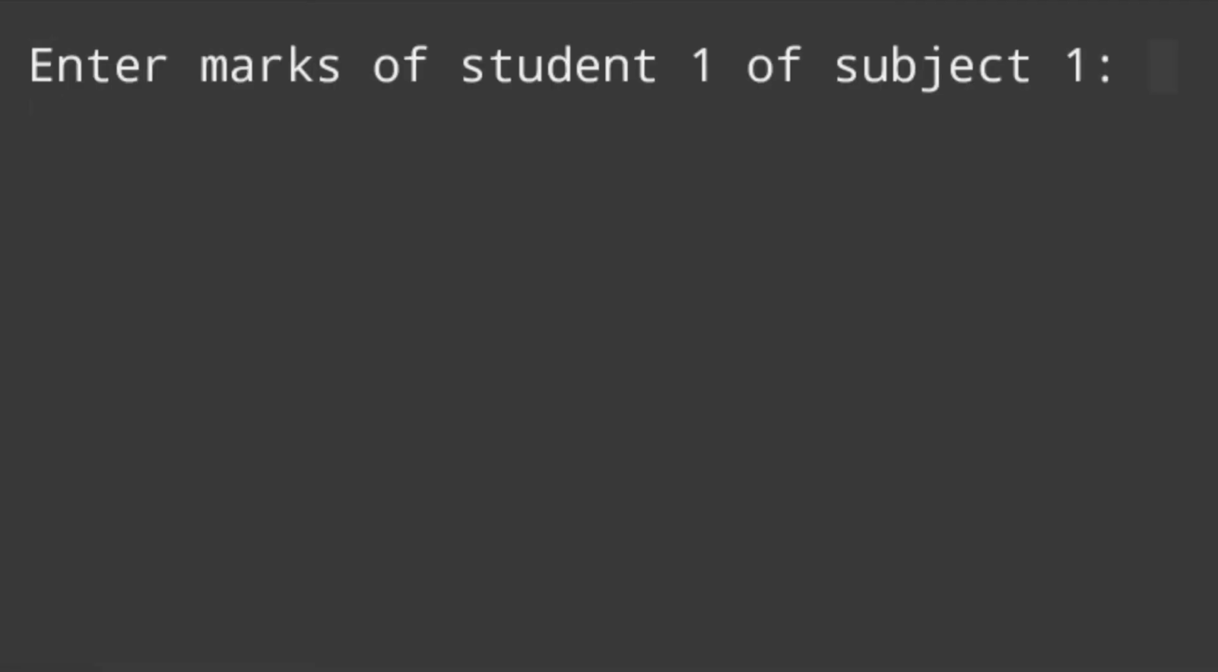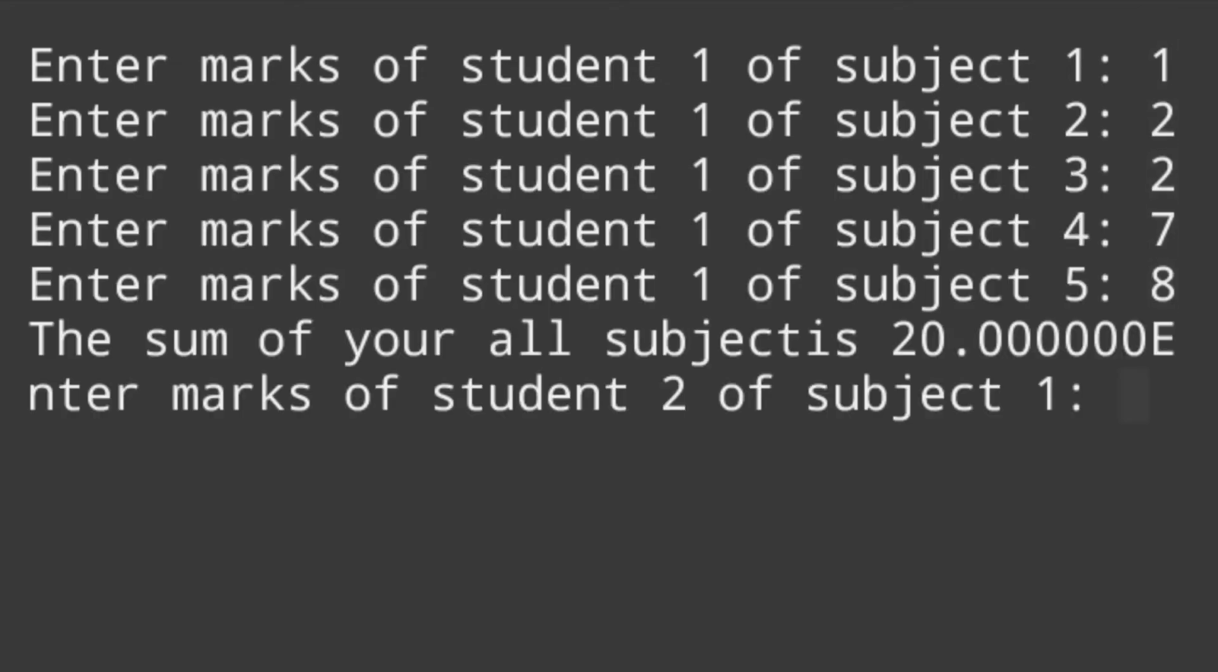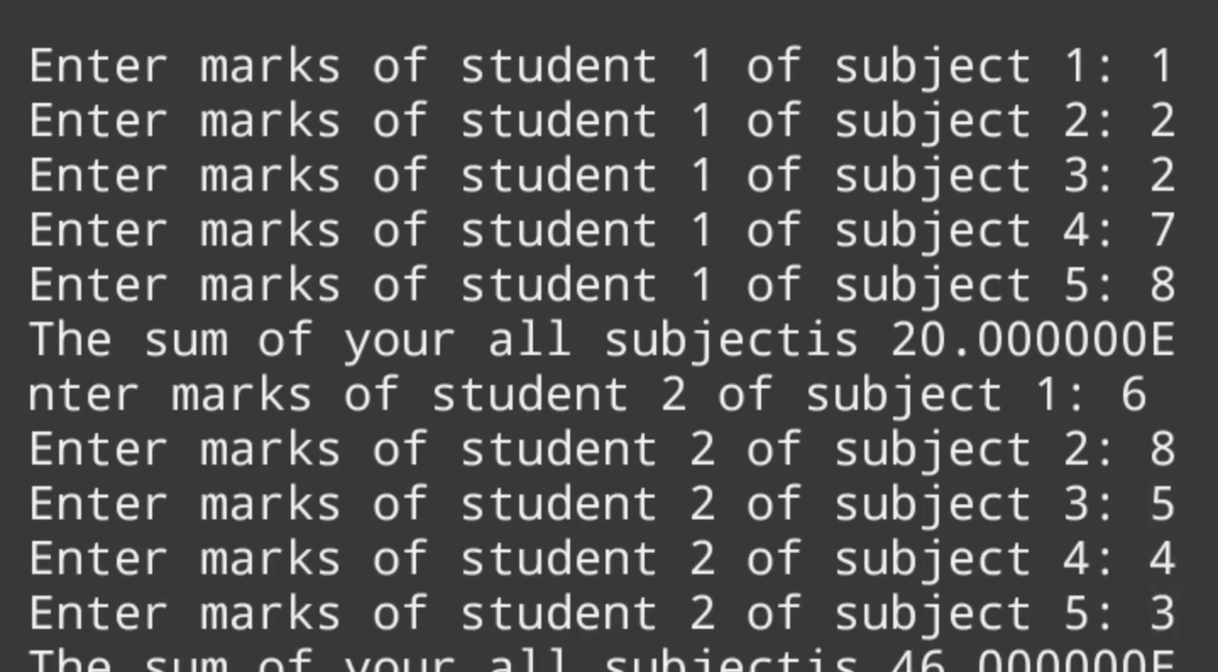Guys, it is my mistake. I say 1, 2, 2, 6, 8. So the sum of all your subjects is 20: 1 plus 2 is 3, 3 plus 2 is 5, 5 plus 7 is 12, 12 plus 8 is 20. The sum of all your subjects is 20, and then we say enter the marks of student 2 of subject 1: 6, 8, 5, 4, 3, 9, 9. So guys, 6 plus 8 is equal to 14, 14 plus 5 is 19, 19 plus 4 is 23, 23 plus 3. Sorry guys, this is my mistake.